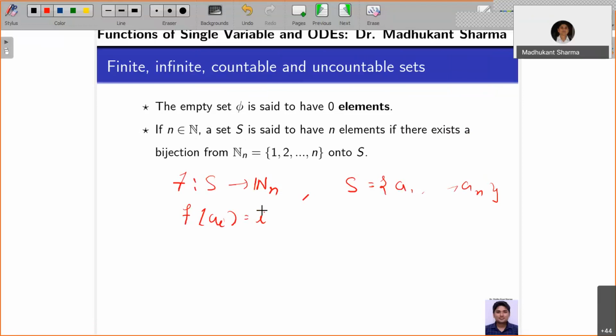Okay, right. So N_n is nothing but a finite subset of the set of natural numbers, consisting of n elements. If you let n tend to infinity, that finite set becomes an infinite set, but still it is countable. Yes, you have 1, 2, 3, 4, 5, 6, 7, 8, and so on. So this will tell you the countability. If you are not able to do so, it means you have an uncountable set. So a set S is said to have n elements if you are able to find a bijection from N_n onto S.